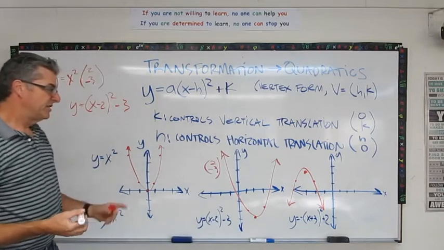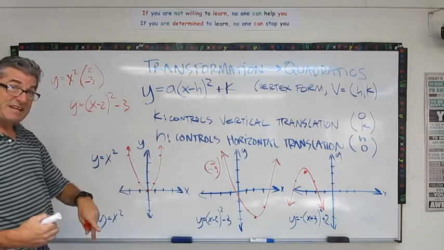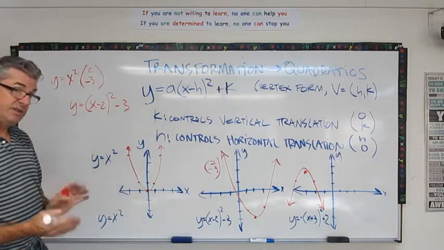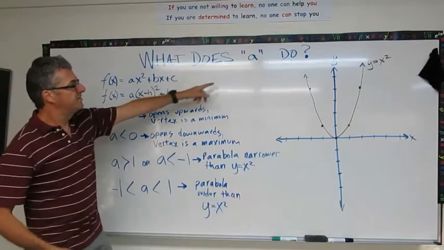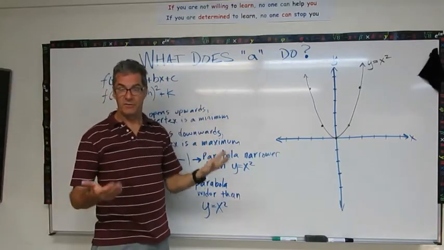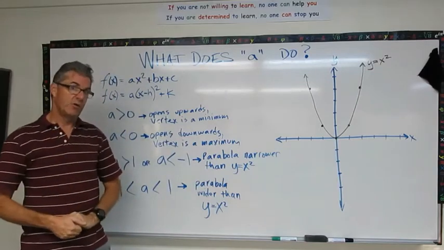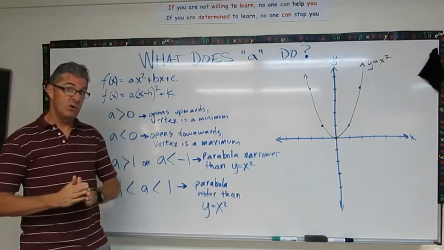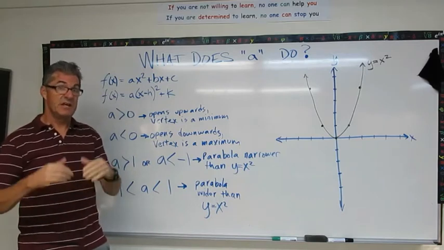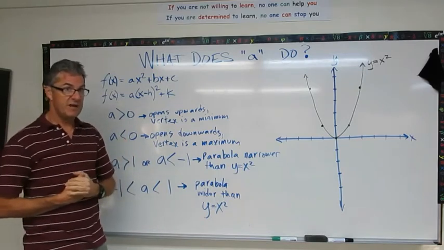Okay? So the second one, we translated it and then we also flipped it. We didn't change its shape. What does a do? So this is the a coefficient in a quadratic function. It shows up in 2 places in both forms of the quadratic function.